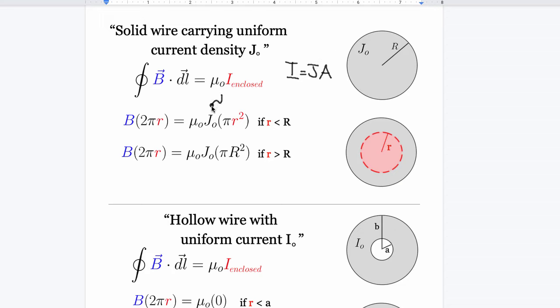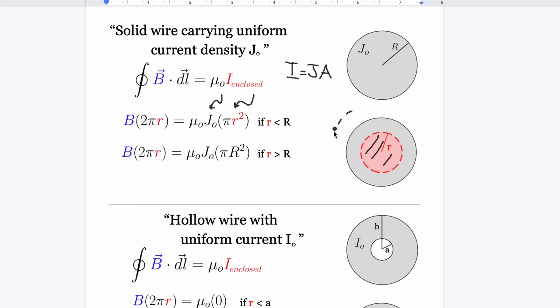And so I take my current density. If I'm inside the wire, I'm going to multiply by how much area I got right here, which is pi little r squared. I'd divide by 2 pi r. That means B would grow linearly. B would get bigger, bigger, bigger as you go further out, because r squared over r gives you r.